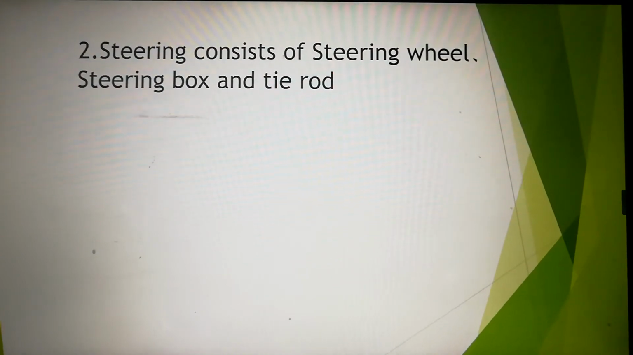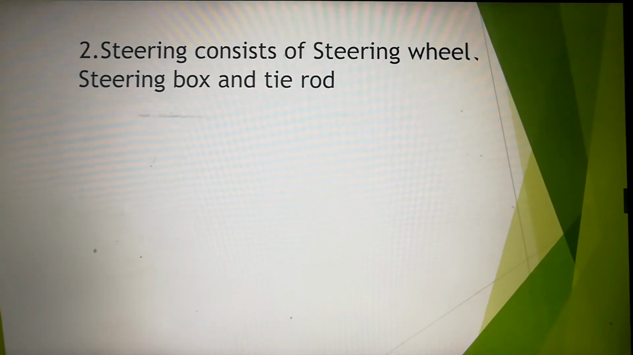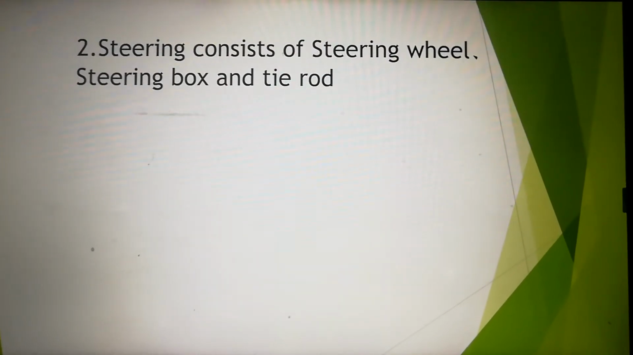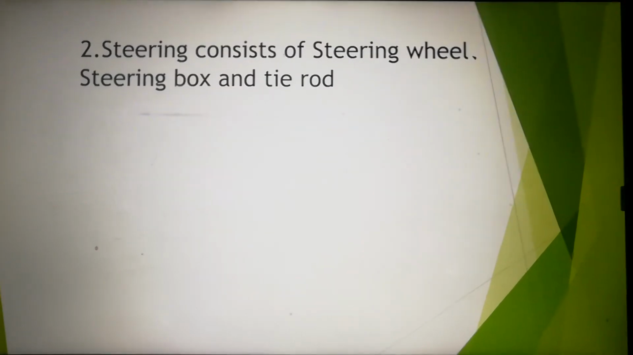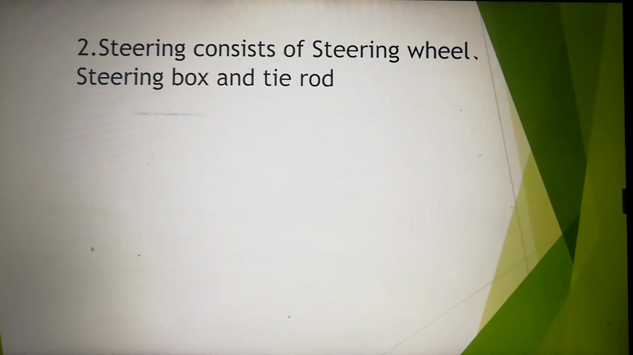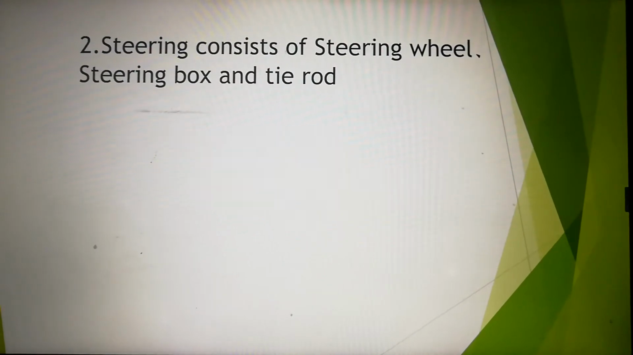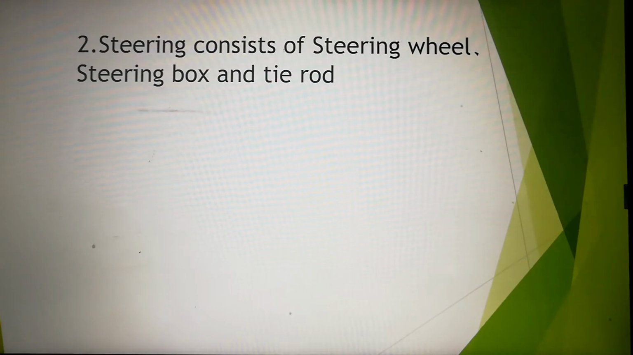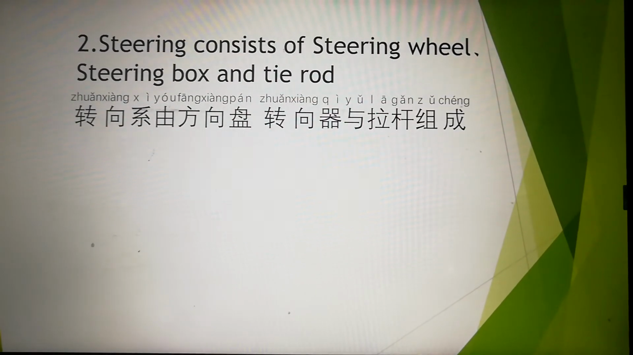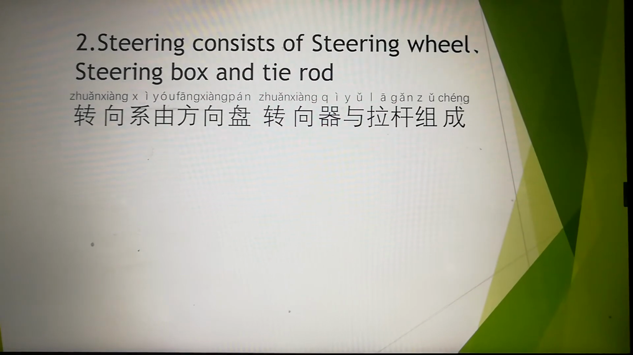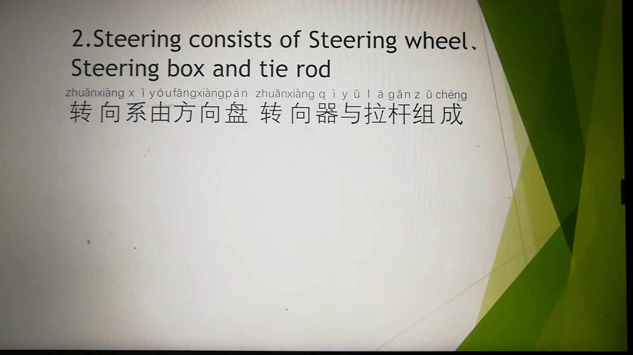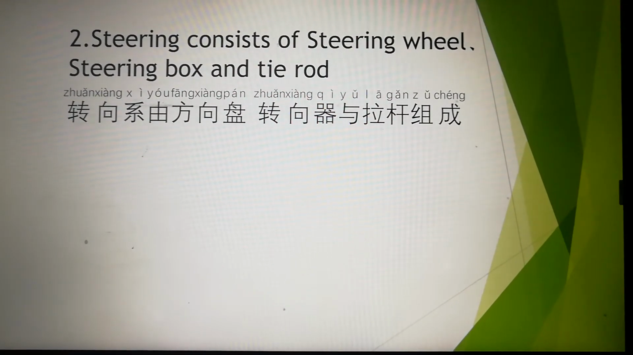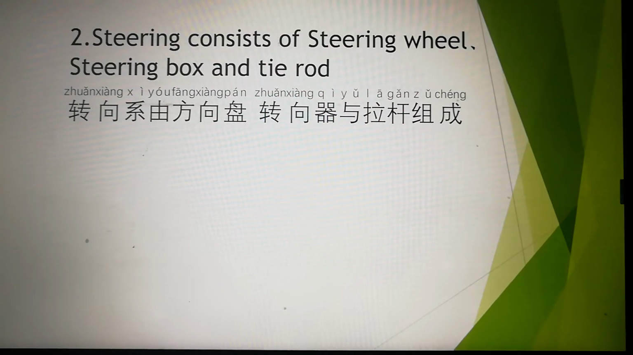Okay, look at the next sentence. Steering consists of steering wheel, steering box, and tire rod. How to express this sentence in Chinese? In Chinese, this sentence can be expressed like this. How to read this sentence in Chinese? This sentence can be read like this.